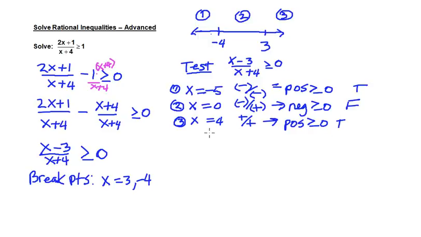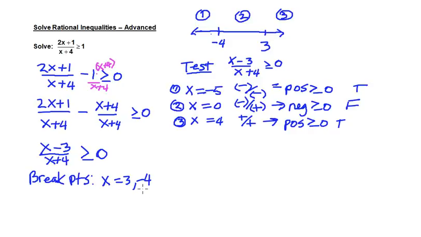As you can see, the test points that I choose are really not that important. Had I chosen positive 5 in the third region instead of positive 4, I still would have gotten 5 minus 3 is positive, and 5 plus 4 is also positive. And so the important feature here is that the signs are only going to change as we cross over these breakpoints, which we identified as being positive 3 or negative 4.